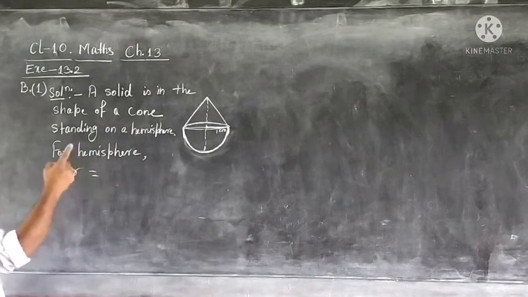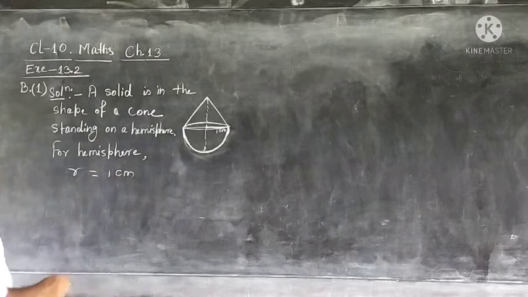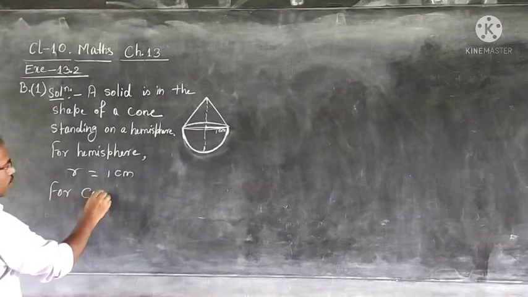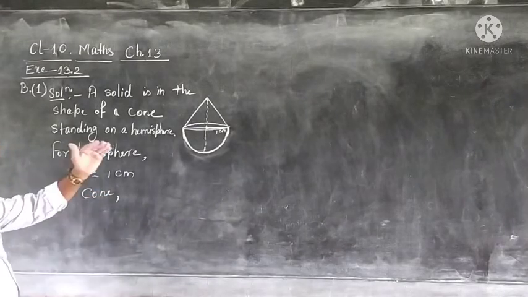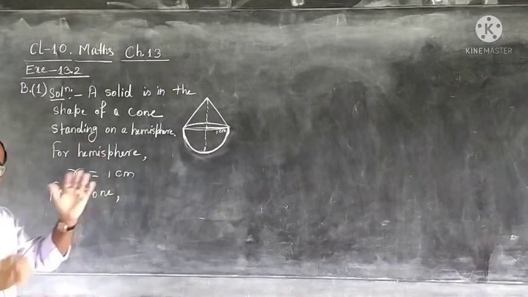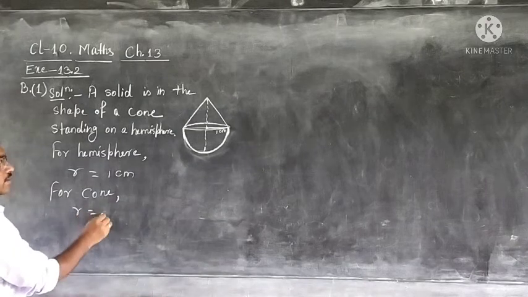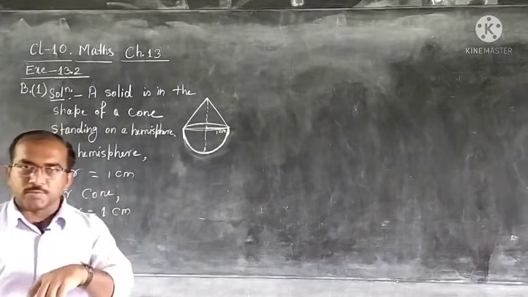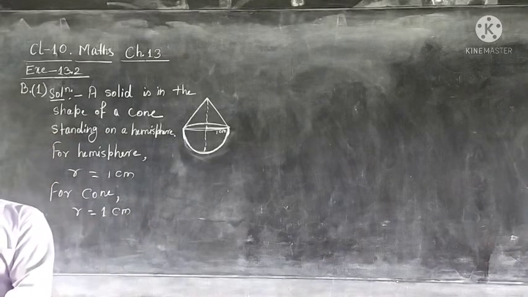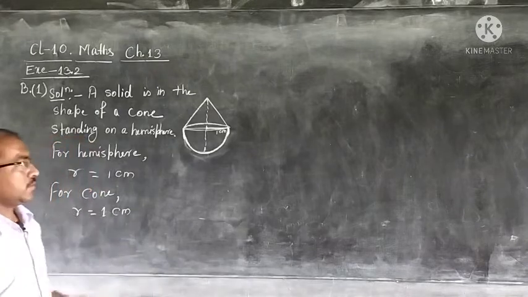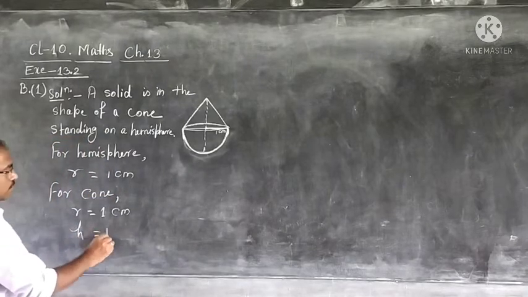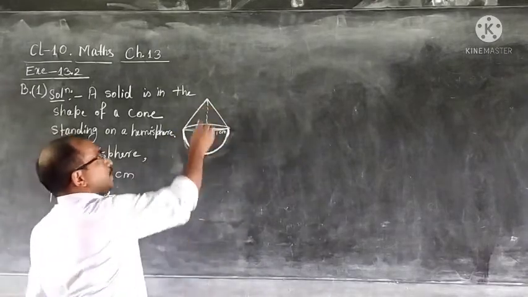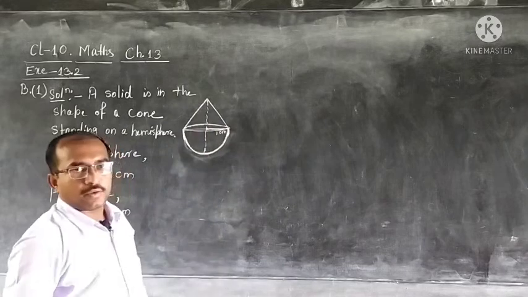For the hemisphere, radius is 1 centimeter. For the hemisphere we need only the radius. Then for the conical portion, for the cone, the radius of the hemisphere is equal to the radius of the cone. That means radius is 1 centimeter only. Then what is said about the height of the cone? Once more see the question. The height of the cone is equal to its radius. So, radius is 1, so height is also 1 centimeter, and then find the volume of this solid, meaning how much space this solid is occupying.